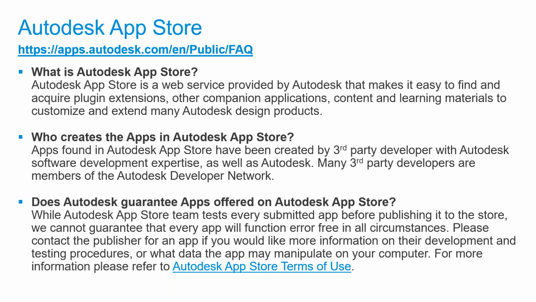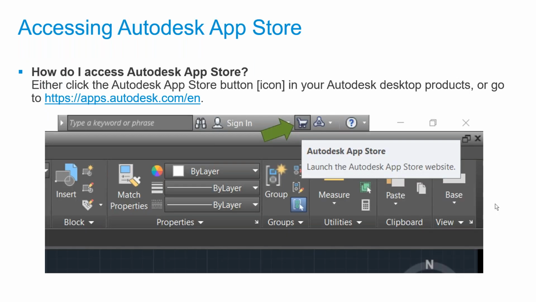So we wanted to include this here. There's a public FAQ that explains all this, and we'll take a look at what you can find out there. I actually didn't realize this, but when you go into the newer products, you go up to the ribbon bar at the top, and there's a little shopping cart icon. That will take you right to the Autodesk App Store website. Or optionally, you can just go to apps.autodesk.com, and that will take you to the site.